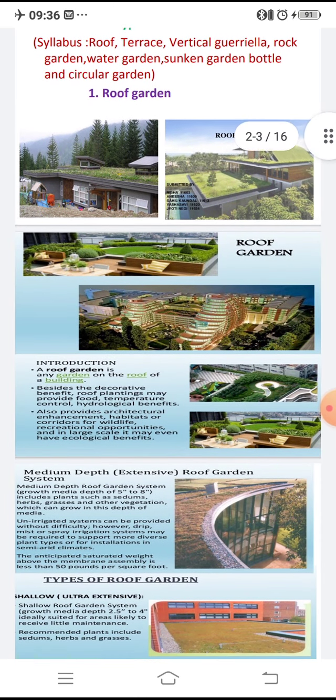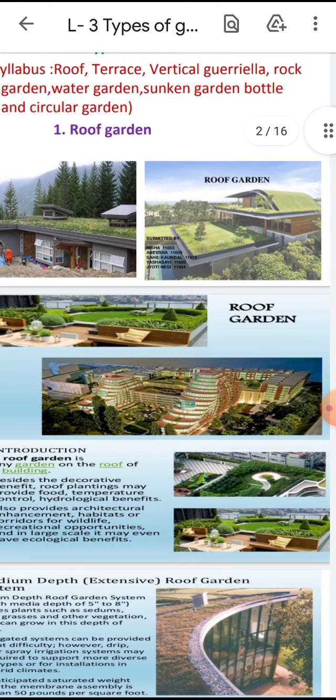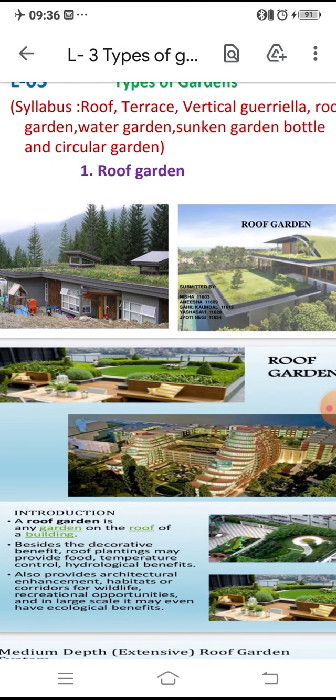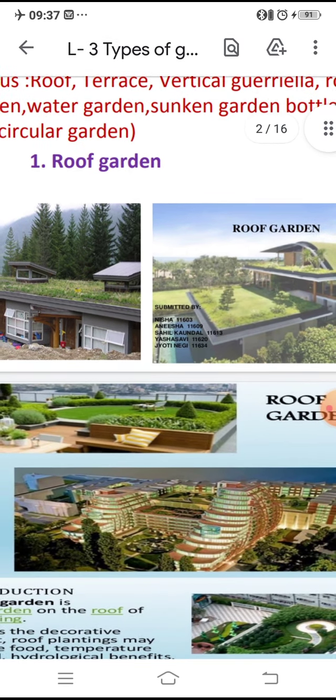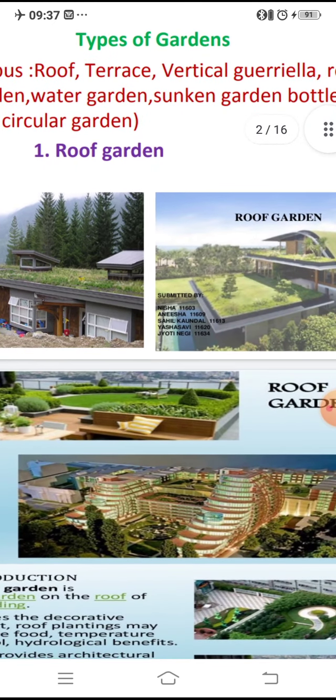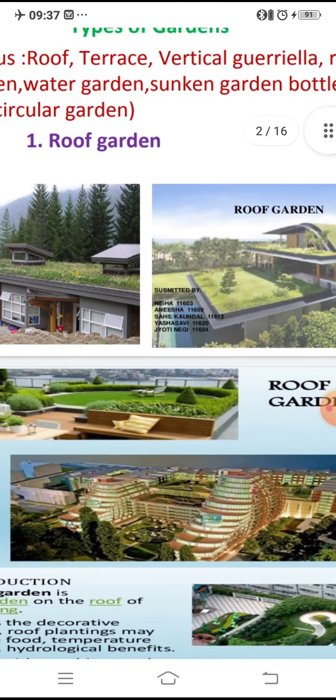Here you are observing nice pictures of the home terrace. Terrace means the upper part of the home. Generally in foreign countries, and now in our well developed cities, Mumbai, Kolkata, Chennai, Hyderabad, Bangalore, there are also such developments. So this is the first type, the roof garden. You are observing good photographs of this.